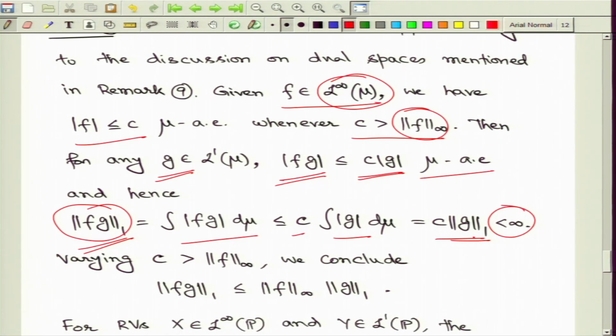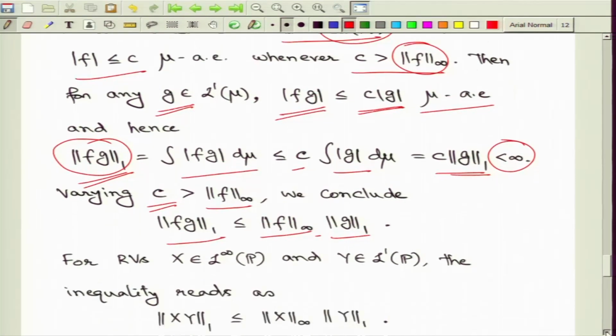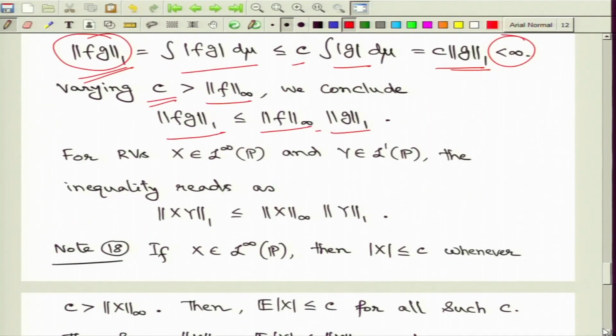But now, we can also strengthen this bound by varying this constant c greater than the L infinity norm of f, and if you vary all this c, we can take the smallest such c. Going back to the definition of the L infinity norm, we end up with this bound that the L 1 norm of f times g is less than or equal to the L infinity norm of f times the L 1 norm of g. So, this is essentially hinting at the duality structure from L 1 to L infinity.